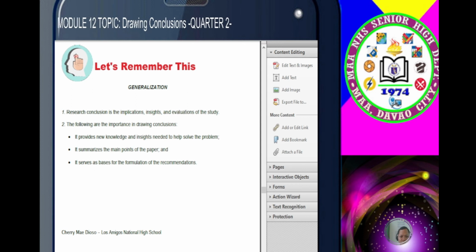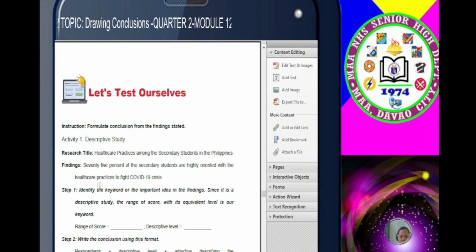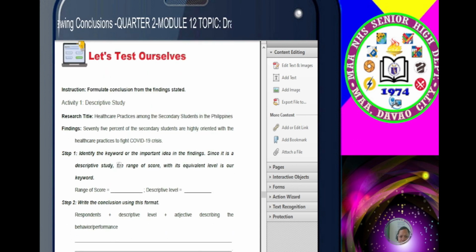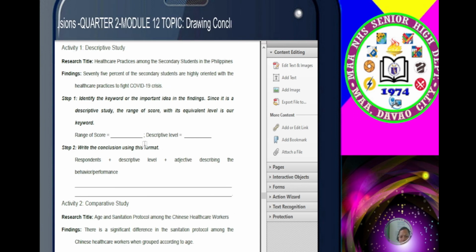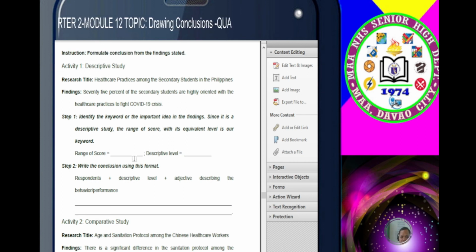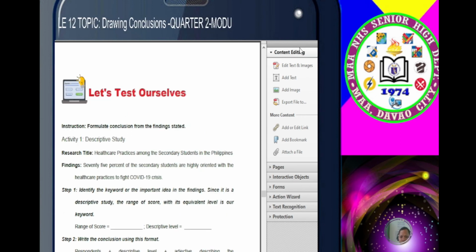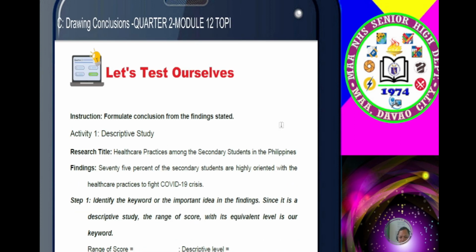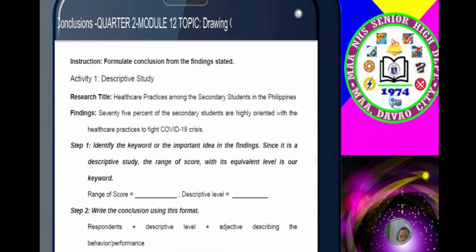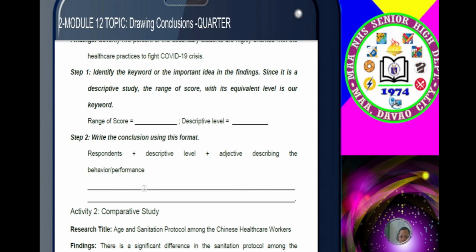Okay, so for your exercise, you answer this by yourselves and test yourselves, the same as we did earlier. Just write here the range of score, skill level, and the conclusion. The same in our exercises, we have descriptive study, comparative, then correlational studies. Here are the exercises. I'll scroll down a little bit and maximize so you can screenshot. Then here you write your conclusion.